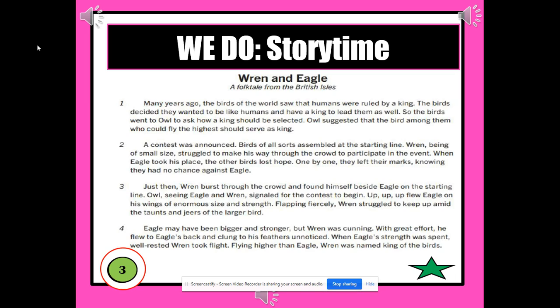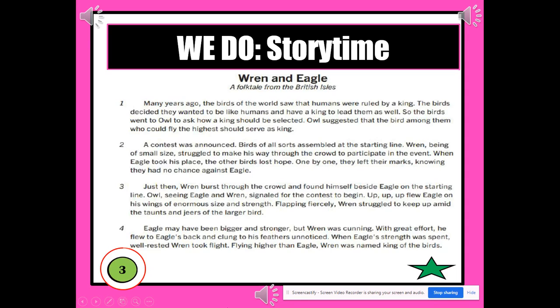Listen as I read a folk tale from the British Isles. Wren and Eagle. Before reading, I want you to ask yourself, what are the elements of plot? I want you to take about 30 seconds and write down the elements of plot.